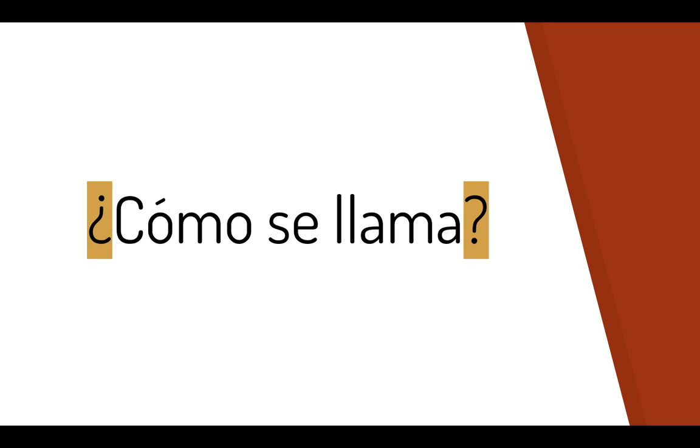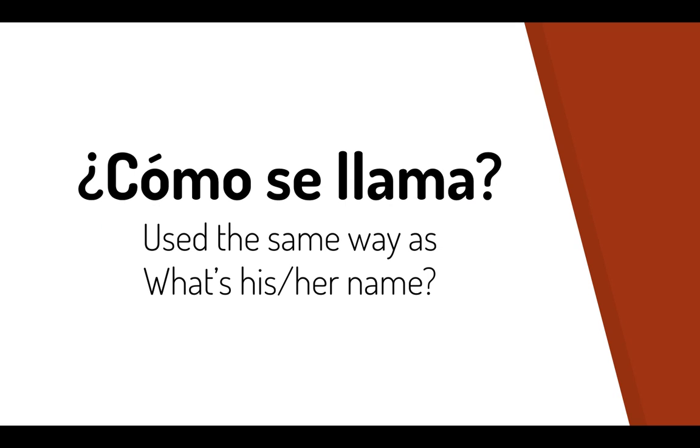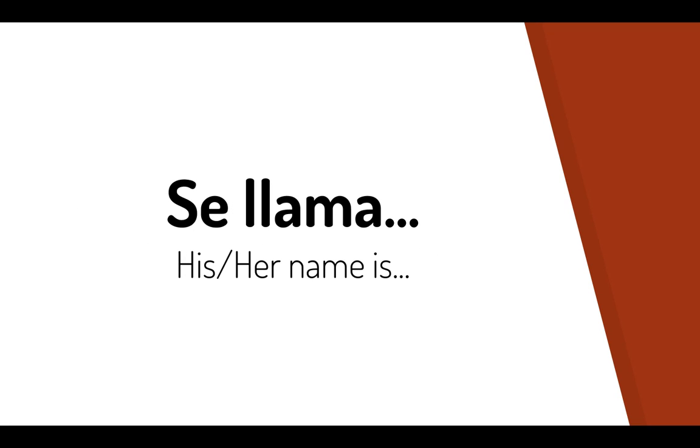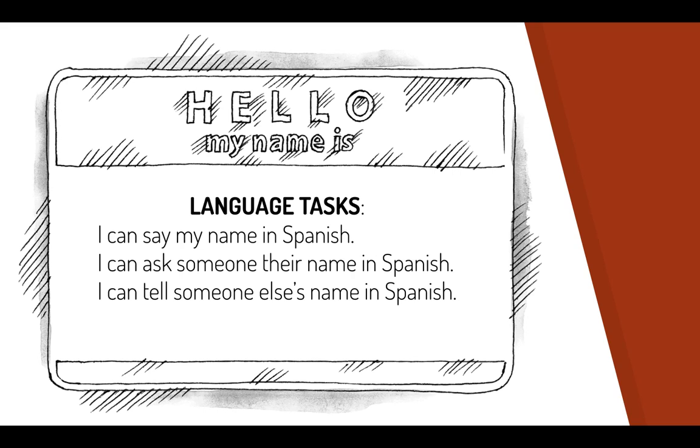Again it has both question marks, one at the beginning that's upside down and one at the end. ¿Cómo se llama? is used in the same way as what's her name or his name. ¿Cómo se llama? What's his or her name? You answer se llama, his or her name is, and fill in the blank with the person's name. We have looked at 3 language tasks: saying your name in Spanish, asking someone their name in Spanish, and telling someone else's name. Now let's practice.